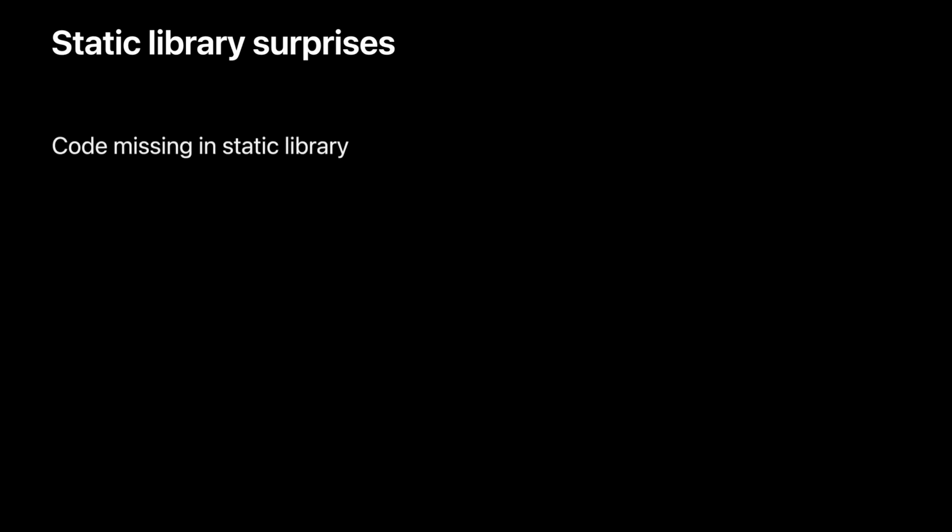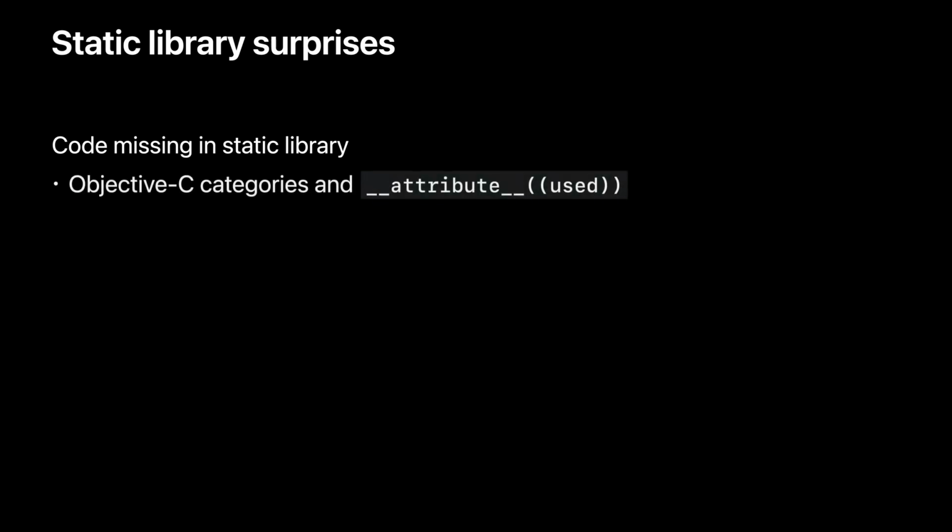Now let's talk about some surprises you may experience when using static libraries. The first surprise is when you have source code that builds into a static library, which your app links with, and that code does not end up in the final app. For instance, you added attribute used to some function, or you have an Objective-C category. Because of the selective loading the linker does, if those object files in the static library don't also define some symbol that is needed during the link, those object files won't get loaded by the linker.